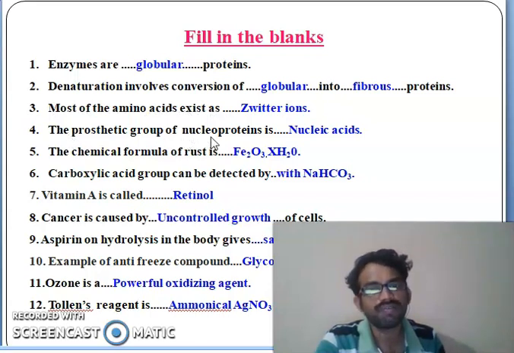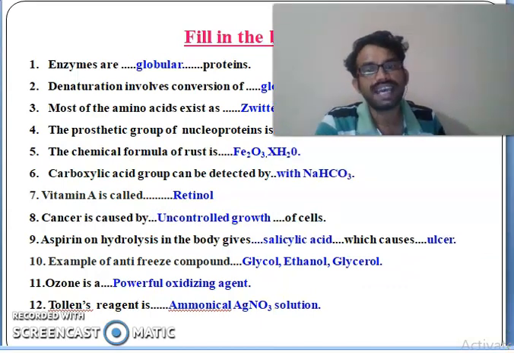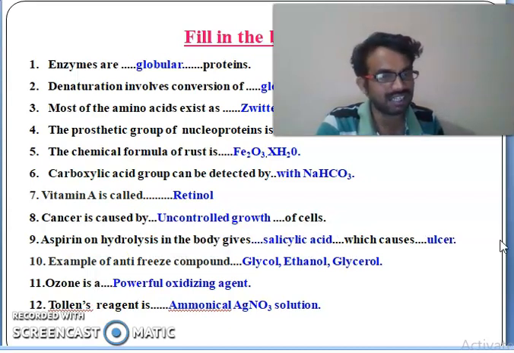The prosthetic group of nucleoprotein is called nucleic acid. So nucleic acid is the right answer. The chemical formula of rust is Fe2O3, and a carboxylic acid group is detected by sodium bicarbonate. Vitamin A is also called retinol, and cancer is caused by the uncontrolled growth of cells. Hydrolysis of aspirin in the body gives salicylic acid, and examples of anti-freezing compounds are glycol, ethanol and glycerol. And ozone is a powerful oxidizing agent.